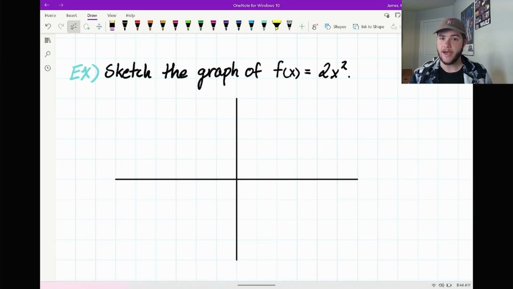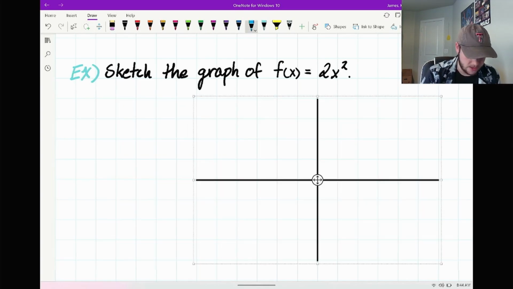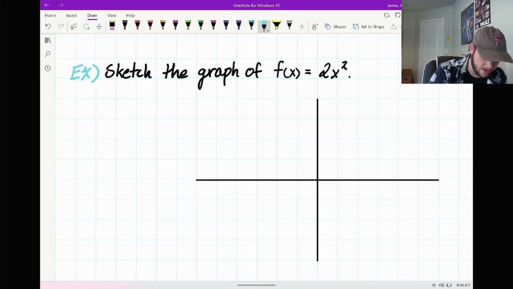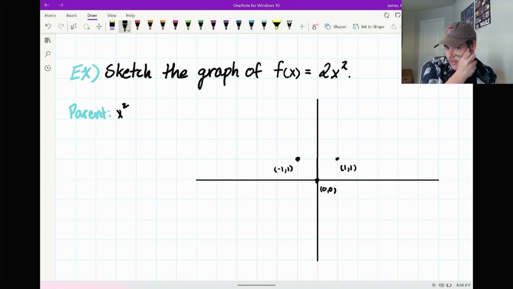Let's sketch the graph of f of x equals 2x squared. Hopefully, before I even have a chance to write it down, we can identify that the parent here is x squared. So, here I've got (0, 0), (1, 1), (negative 1, 1) on the graph, and I'm just going to leave it at those for now.